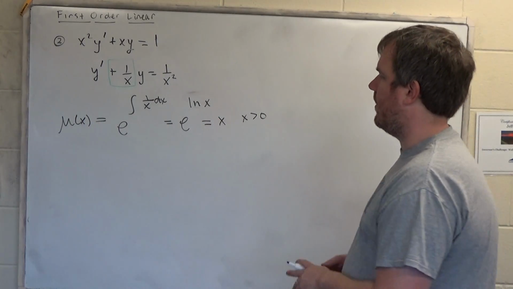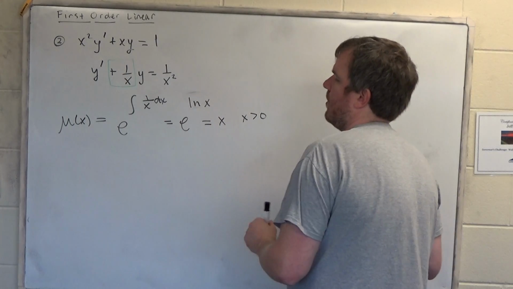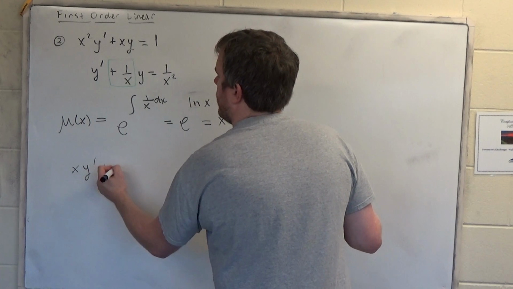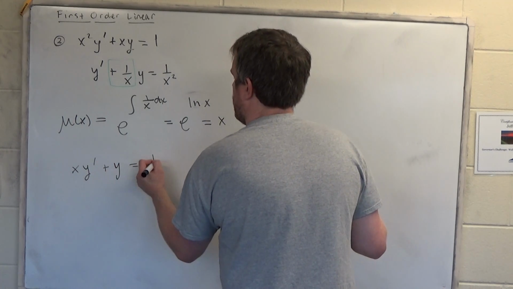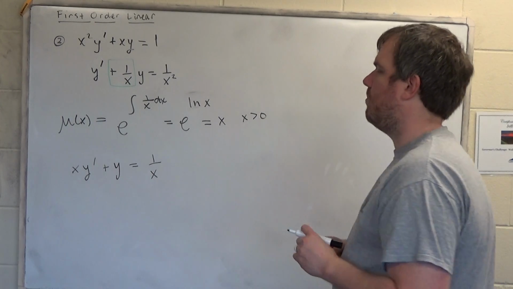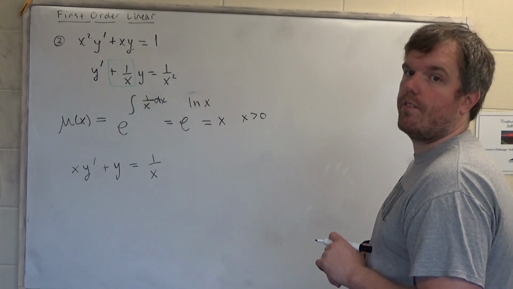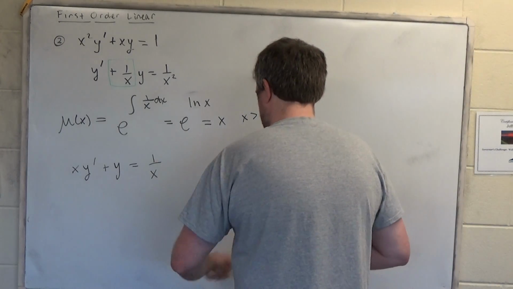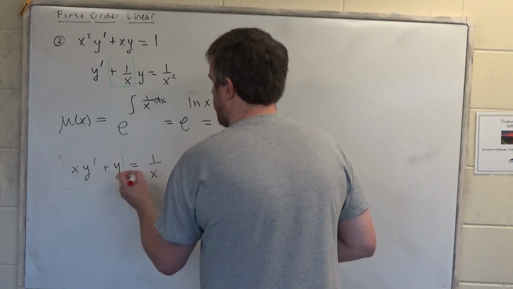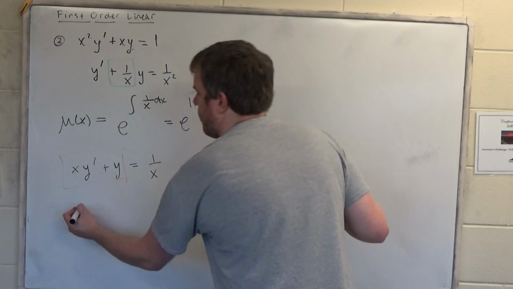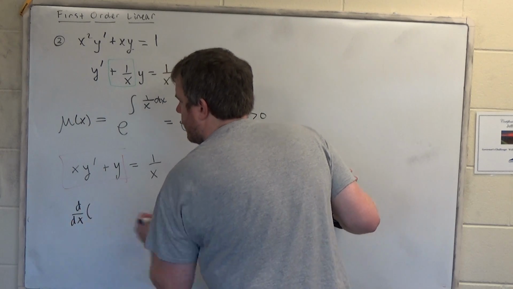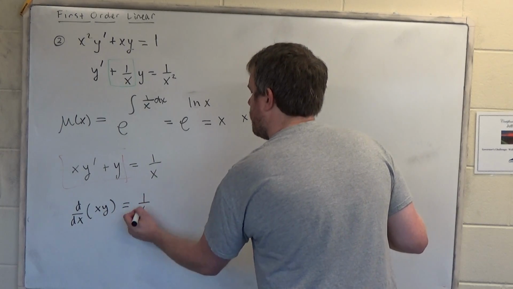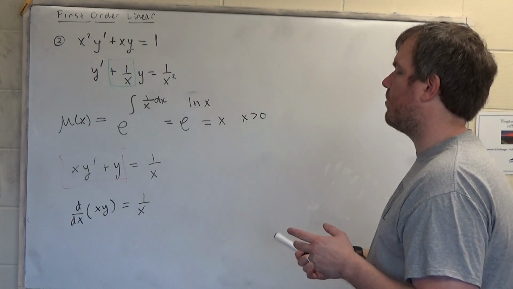So the idea now is to multiply everything through by the integrating factor. I multiply my standard form, and then I'm going to get x y prime plus y equals 1 over x. Now, the reason that we do this is that our left-hand side, the side with the y primes on it, is the product rule. This is the derivative of the quantity xy. So we have the derivative of x times y equals 1 over x.